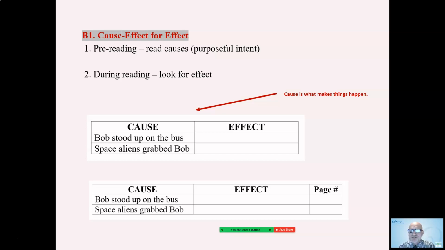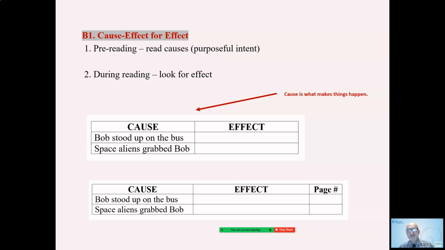A cause is what makes things happen, and an effect is what happens. The cause is an event, something happened, and the effect is what happens. Cause is what makes things happen, effect is what happens. And that's hard to try teaching to a second grader, but that's where we need to start. So we introduce this as a pre-reading activity.